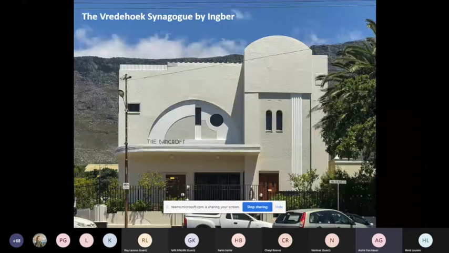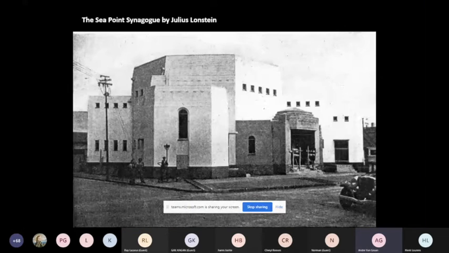So then the next is the other buildings. There aren't many, again, some synagogues. This is the wonderful Frederhoek Synagogue by Ingber. The Sea Point Synagogue by Julius Lonstein. This has been changed much more.